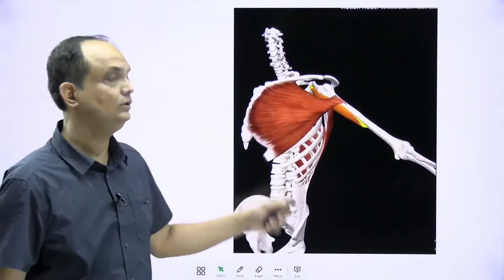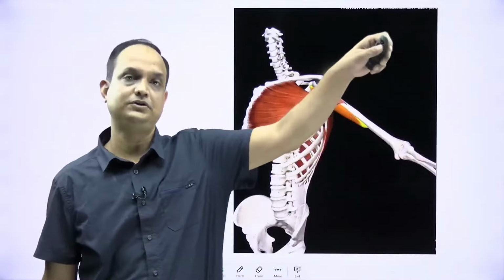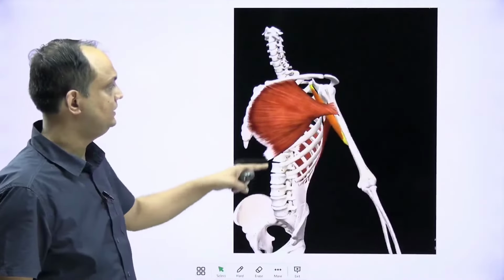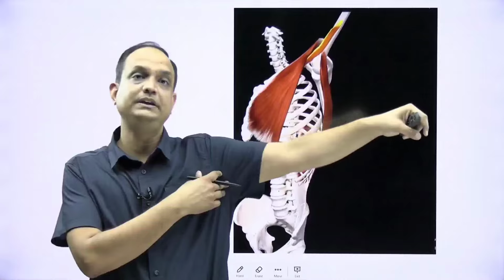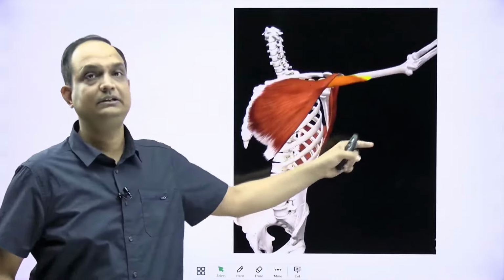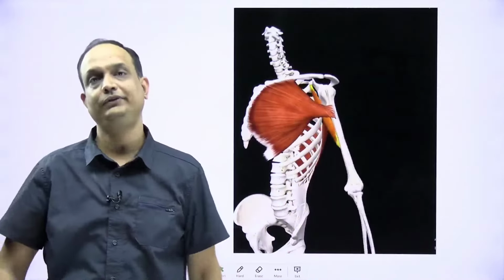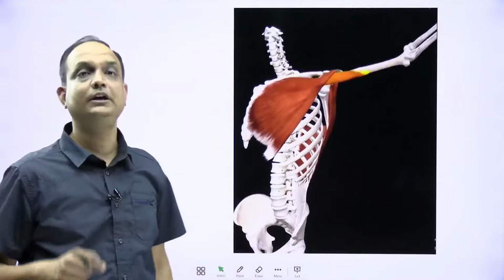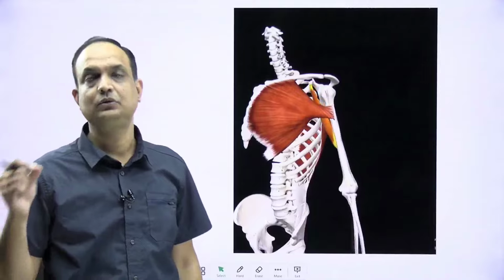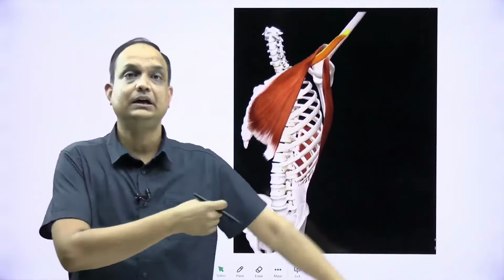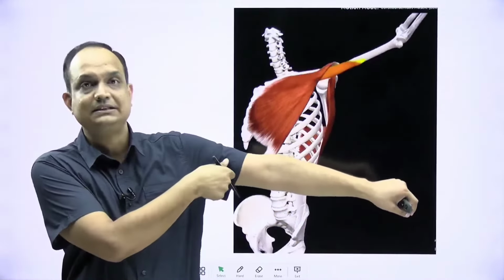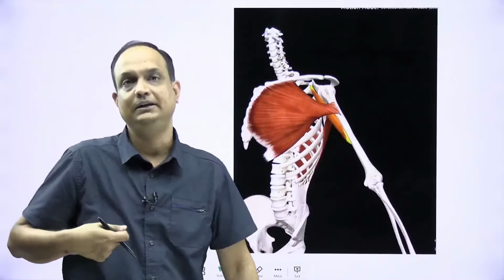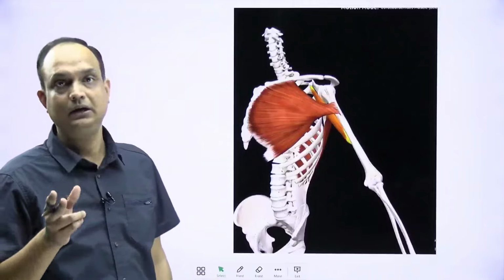Now, in this you can see that this is your abduction and this is the adduction. The adduction is mainly caused by the pectoralis major and latissimus dorsi. These are the powerful adductors of your upper limb, but this adduction is supported by the coracobrachialis. So, coracobrachialis is a weak adductor because it lies on the medial side of your limb. It helps to pull the limb towards your midline. So, it is a weak adductor.